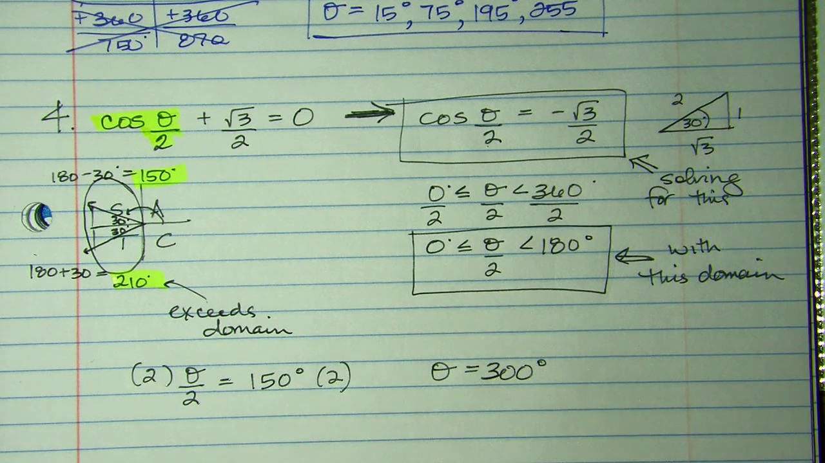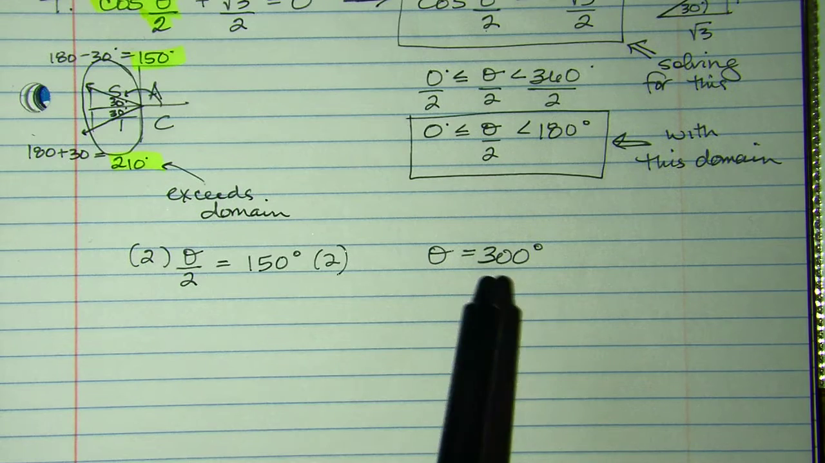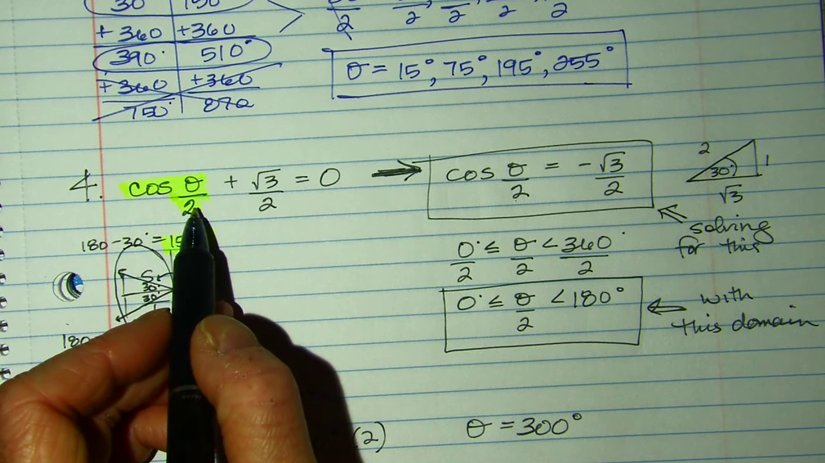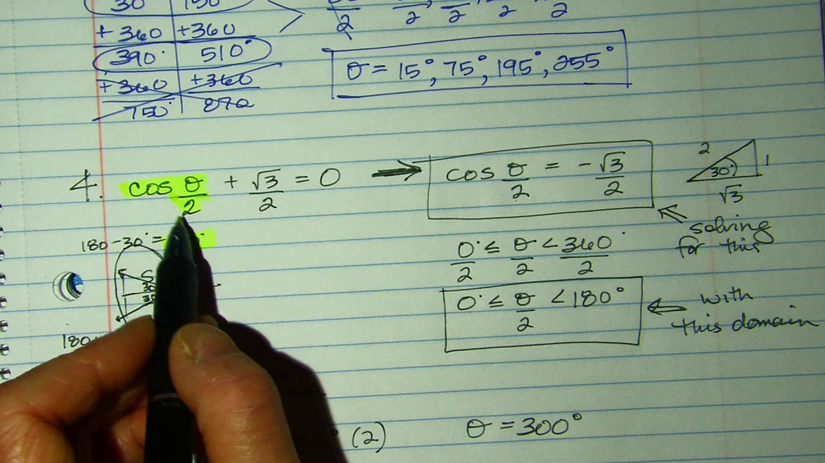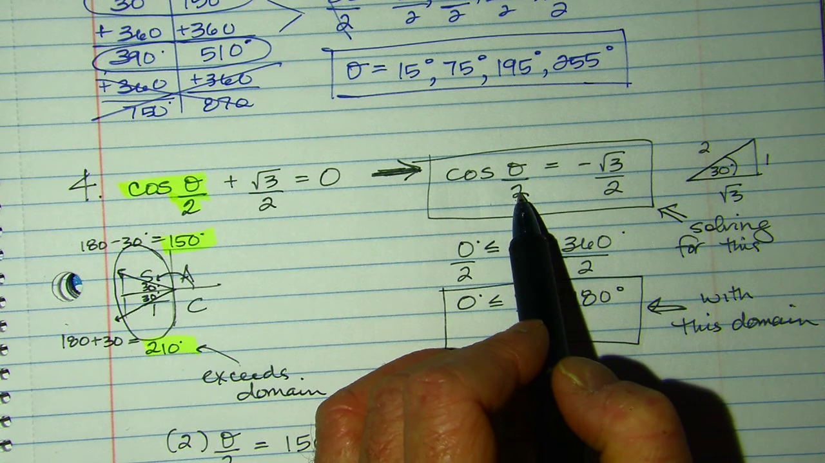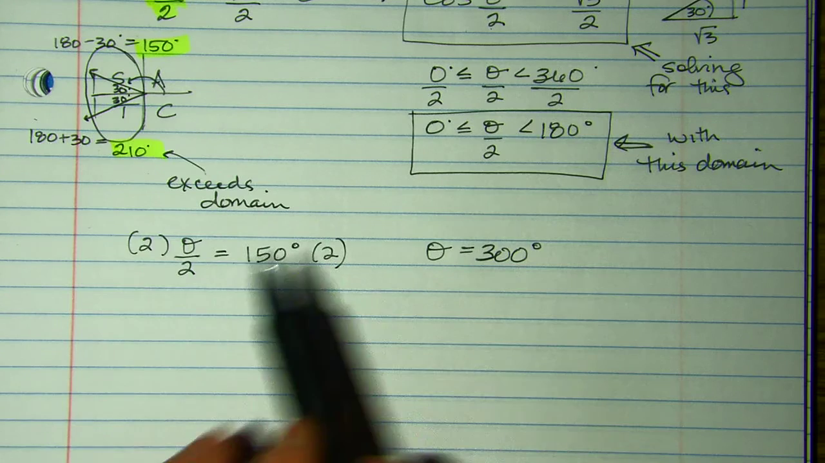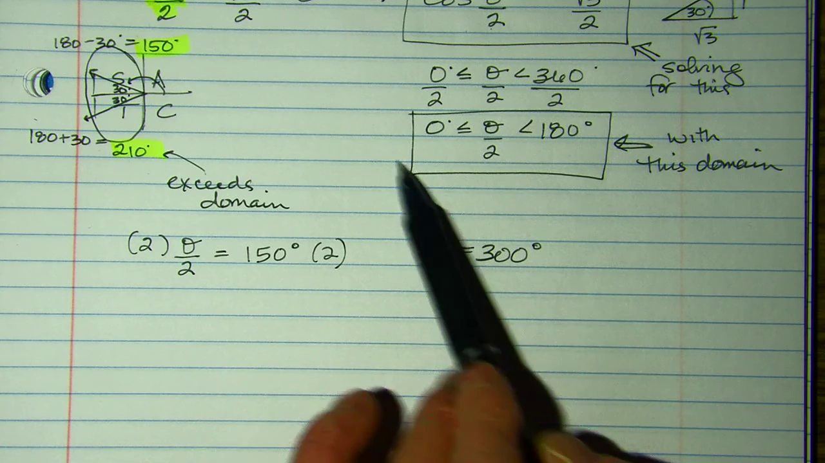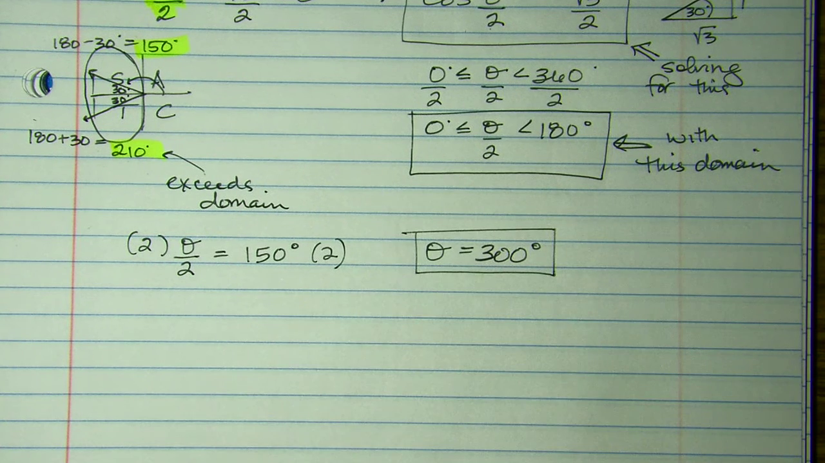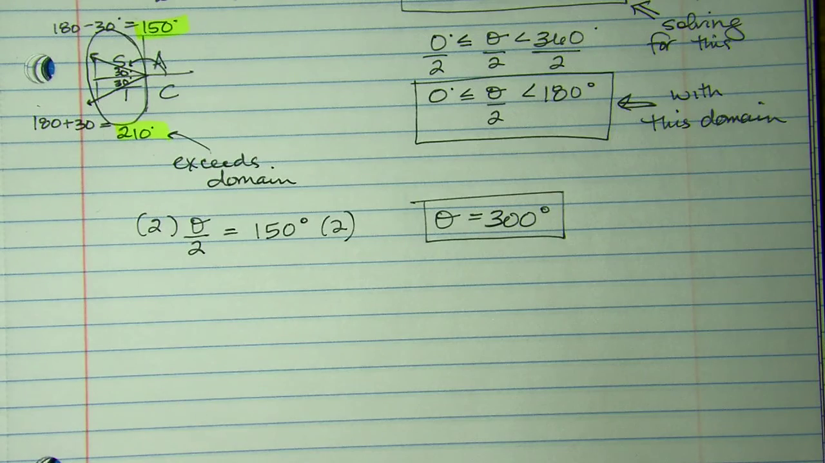Now you're probably thinking, hey, that exceeds the domain. Yes, but you're plugging it into here, which is going to cut it in half. 360 divided by 2. You're plugging it into the original function. Theta divided by 2 is 180. I can't use the 210 because it exceeds my original domain. So I only have one solution, and that is here. Okay? I know that is kind of confusing. So let's do the last one.